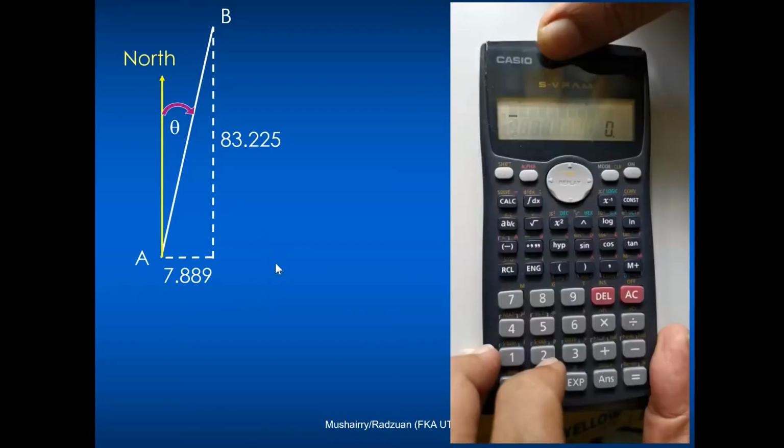Okay, let us now look at how to use the built-in function in your calculator to achieve the same results. Remember, we were given rectangular coordinates, and we want to convert them to polar coordinates, meaning that we want to find the distance as well as the bearing. On your calculator, I've got an FX-570 Casio calculator. You probably have a different model, but the functions are in there, so you have to explore a little.